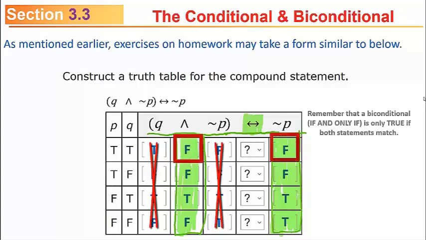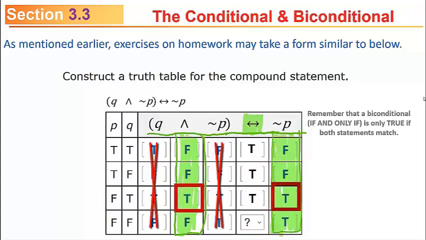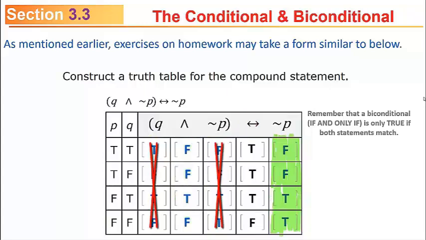You notice the very first case, they're both false. That's a match, so it's true. Second, both false, they match, that's true. The third one, both true, they match. The fourth case, false and true, they don't match. So the only false is the very last row. The others are true. And there's the truth table for the compound statement.